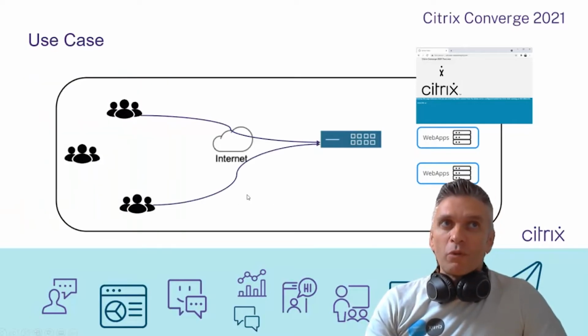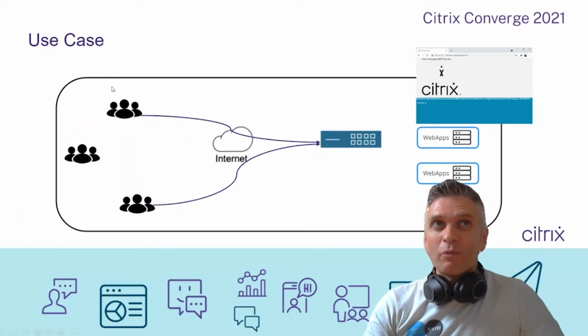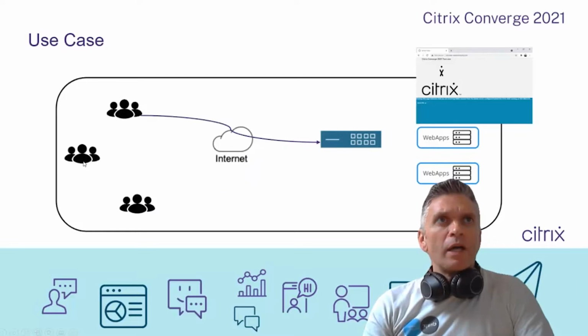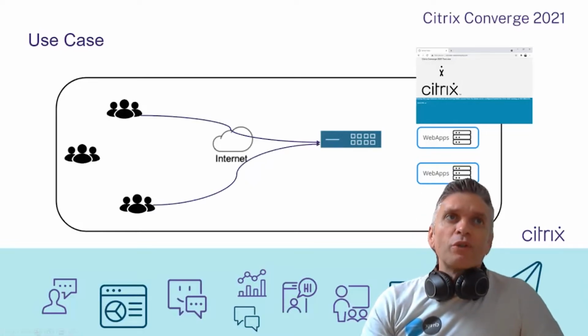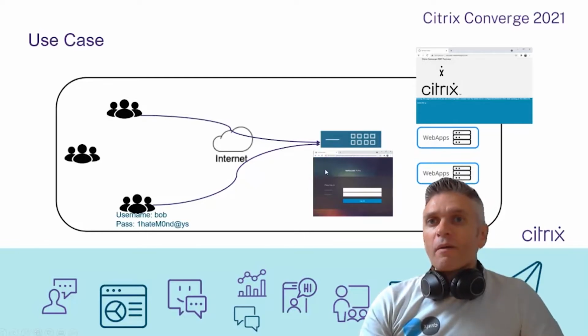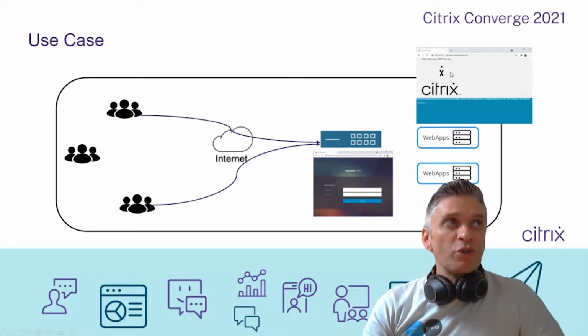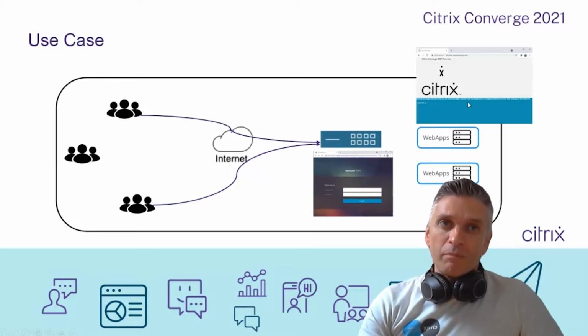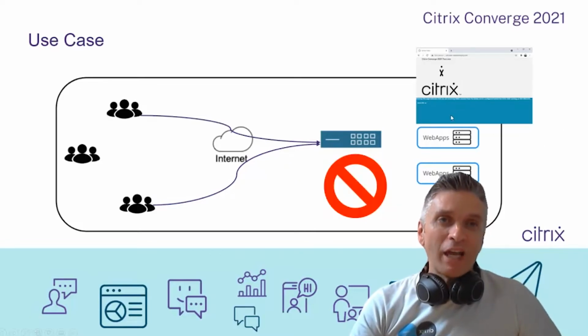So what was happening, or the use case, what they would like to see is that when, is it Mikey or Bob? Doesn't matter. When they go to log in to the ADC, they have the portal, they put in their credentials. The customer did not want to see the user getting through to the application.